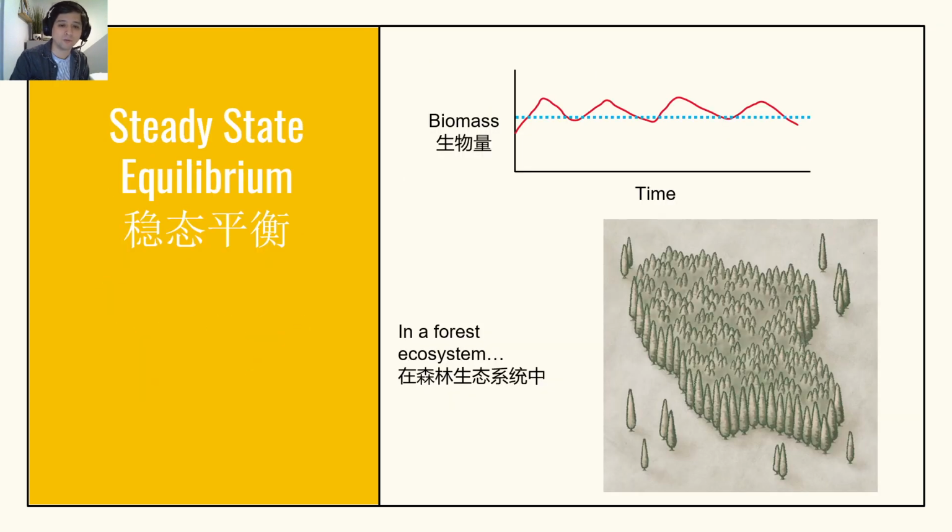Now, here's another example, this time with biomass, right? In a forest ecosystem, we might see growth of trees at the beginning, but then there might be disease that affects those trees, and the number of trees goes down. Then it recovers after that disturbance, and then you have a fire, and it goes down. Then it recovers in numbers over time. But overall, the health of the forest stays about the same. It's in a steady state equilibrium. That's a good thing. We want these ecosystems to not change too much, right?